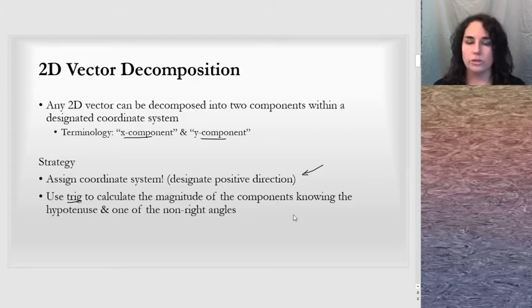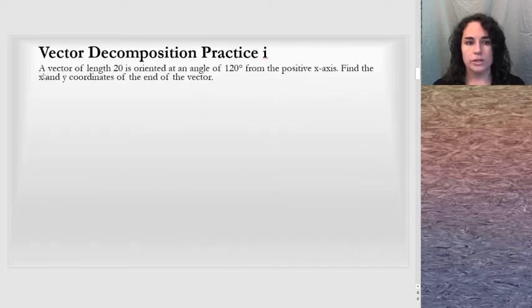If we know the hypotenuse and one of the non-right angles in a right triangle, then we can calculate each side. And what do I mean by that? The first example here: a vector of length 20 is oriented at an angle of 120 degrees from the positive x-axis. Find the x and y coordinates of the end of the vector.